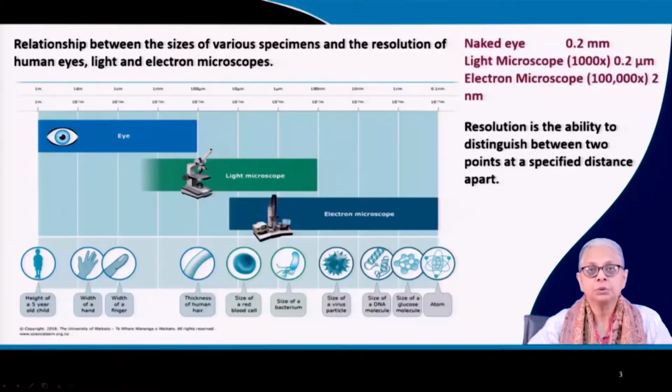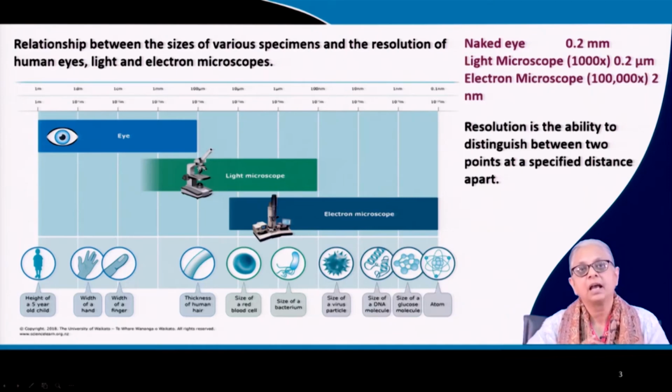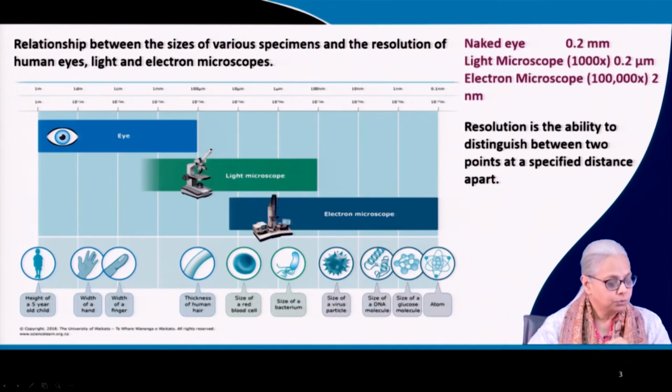Before we get into the details about microscopes and their limitations, let's take a look at the spectrum of different objects that we have around us and what their sizes are. The height of a human being, let's say a child, a 5 to 10-year-old, is about a meter. The width of your hand is 1/10 of a meter, so that's 1 decimeter. And the width of your finger is approximately 1 centimeter, so that's what you see over here.